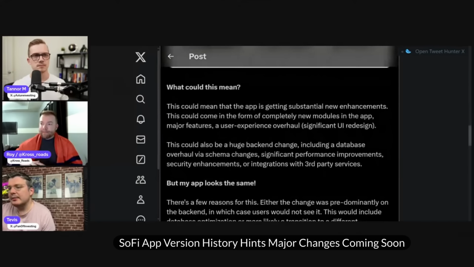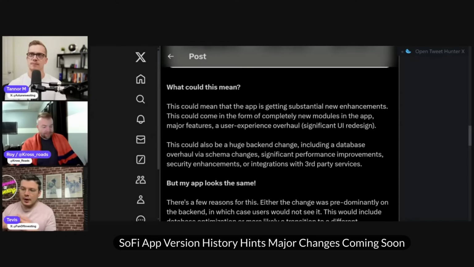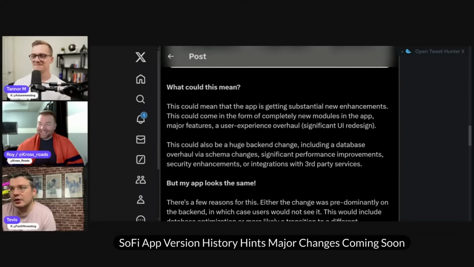So what could this mean? It could mean that the app is getting substantial new enhancements, either new modules altogether. If you have a new product offering, then you're going to have a new module in the app, or a complete UX overhaul, so a significant UI redesign in terms of the look and feel. It could also be, Tannor, you had this idea in the morning, a complete back-end change, which could have performance improvements. As we know, the performance has been somewhat iffy. Or security enhancements, or SoFi moving on to Technisys altogether, right? If we're thinking about the back-end architecture transition, that's what this could mean.